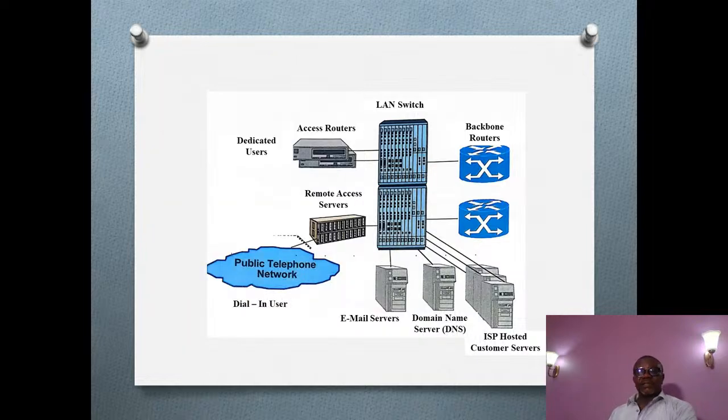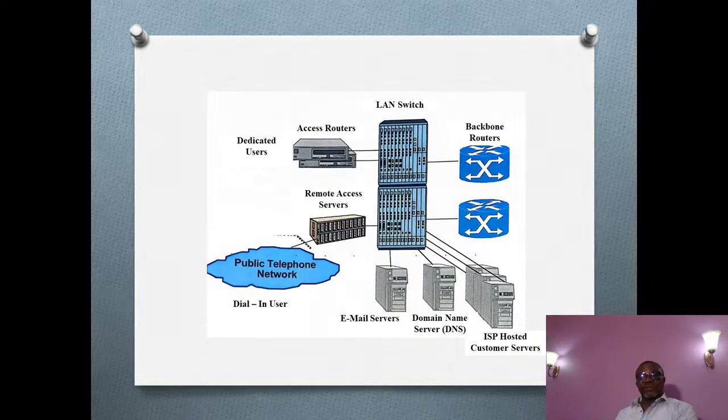So this is a typical diagram that shows the LAN switch, which is at the center there. You see the access routers, which allow dedicated users to get access to the LAN switch, and from the LAN switch through the backbone routers, they get to the backbone to access information. Now down, you also see dial-in users that dial in through the public telephone network.